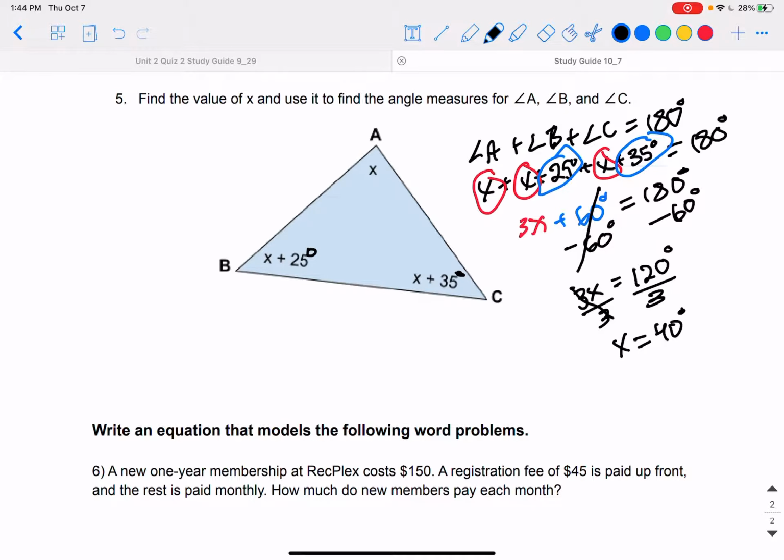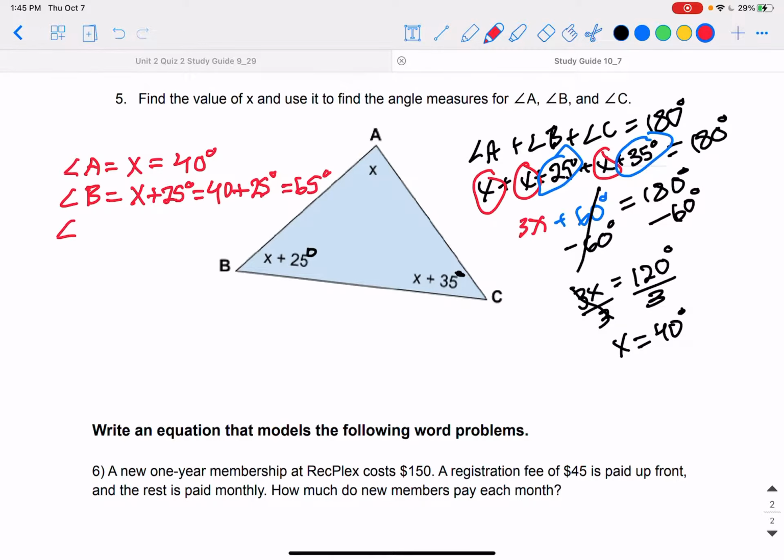Okay, but that's not the answer, because they're asking me what is the measure of angle A, angle B, and angle C. So now I'm going to come over here. Angle A, which we know is x, equals 40 degrees. That's what we just found. Angle B equals x plus 25 degrees. Plug in 40 for x, which is 40 plus 25 degrees. So that is 65 degrees.